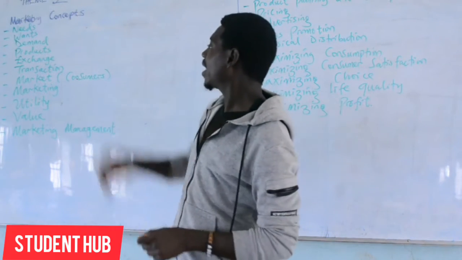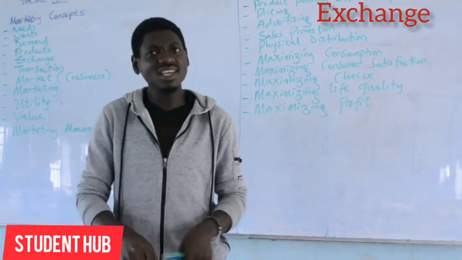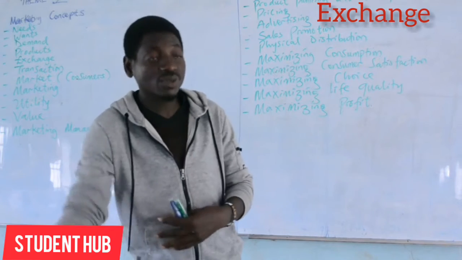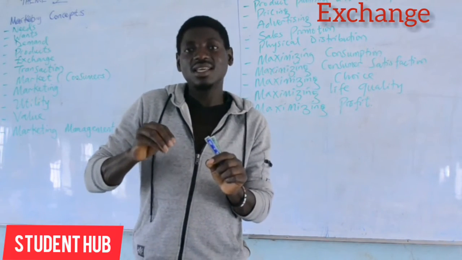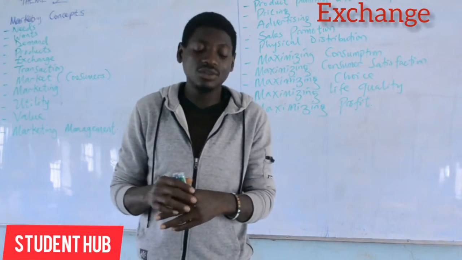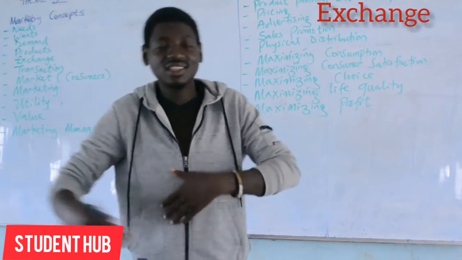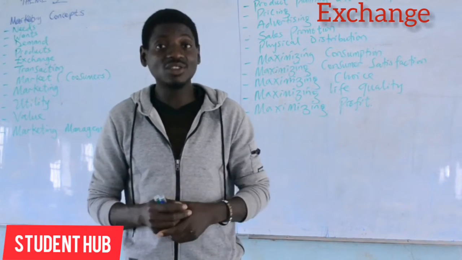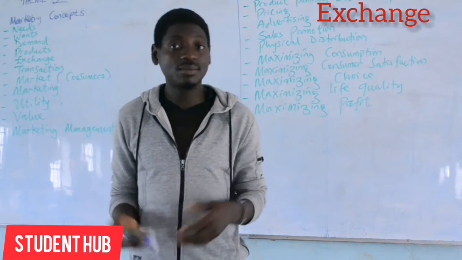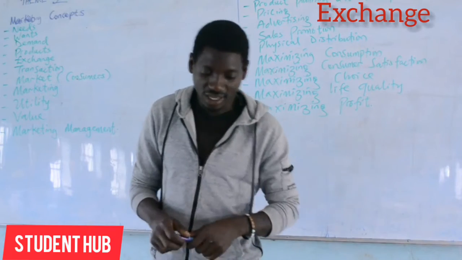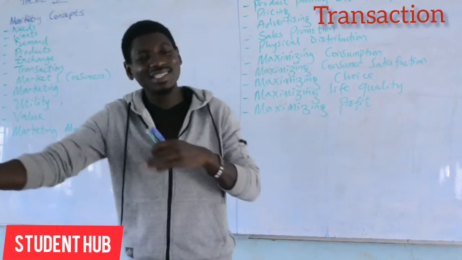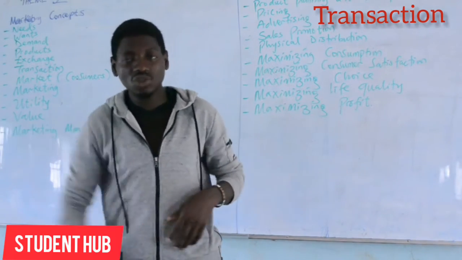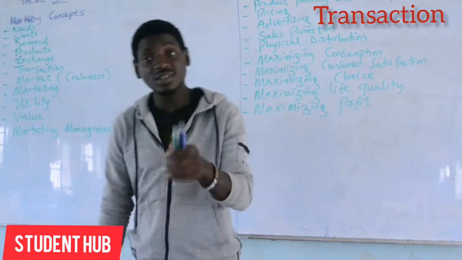And then another one we have is exchange. Exchange is anything that can be given to get something else. Money creates an exchange process, because money helps you to get what you don't have. So exchange has to do with giving something in order to receive something else. Before the advent of money, exchange was done through trade by barter. But these days, money facilitates exchange. Then we also look at transaction. Transaction is a business dealing. It's like a negotiation between the buyer and the seller, or the producer and the consumer. So transaction is also a very important concept in marketing.